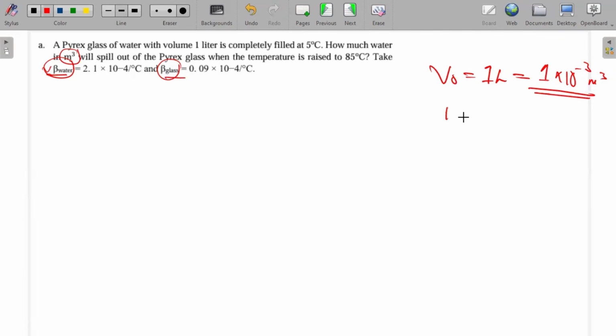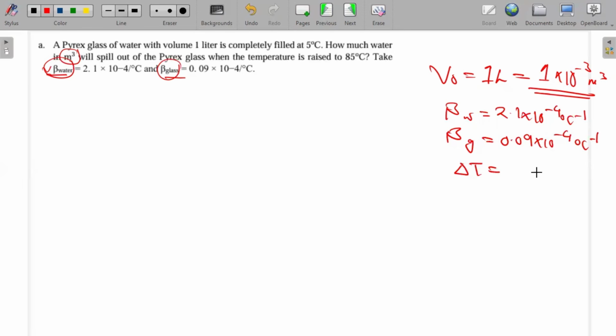Then we've been given the coefficient of volume expansion of the water to say it's 2.1 times 10 to the power minus 4 per degree Celsius. We've been given the coefficient of volume expansion of the glass to say it's 0.09 times 10 to the power minus 4 per degree Celsius. Again, what else? They've also given us the change in temperature to say the temperature is being raised from 5 degrees Celsius to 85 degrees Celsius. So that means our change in temperature is 85 minus 5, which is going to give us 80 degrees Celsius. Okay, so this is the information that we have.